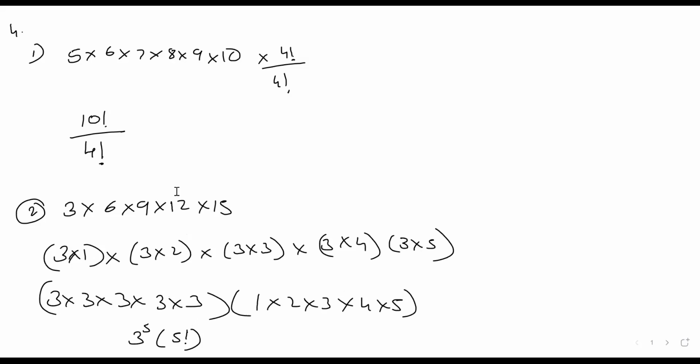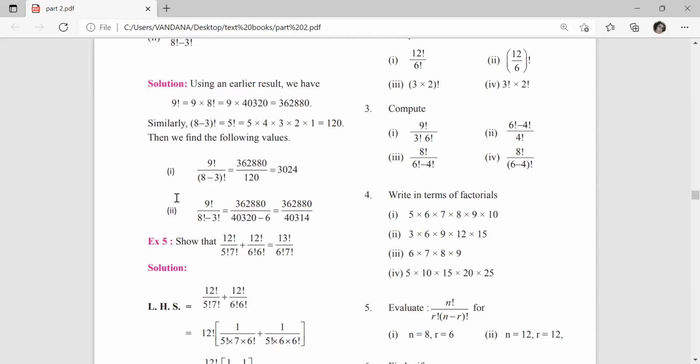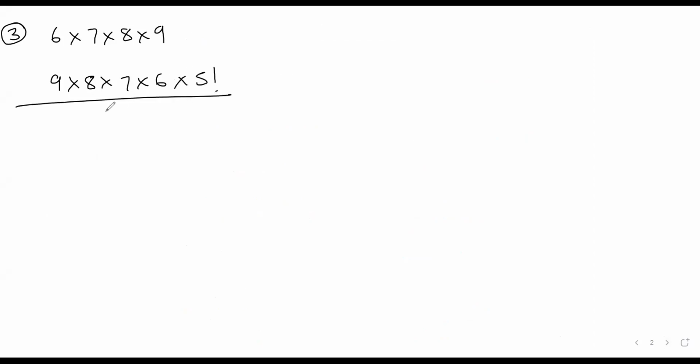Similarly, the next one, 6 into 7 into 8 into 9. Third one, it is 6 into 7 into 8 into 9. To make it easy, I can also write it in a different way: 9 into 8 into 7 into 6. So before that, 5, 4, 3, 2, 1 is missing. I will multiply by 5 factorial and divide by 5 factorial. This will become 9 factorial upon 5 factorial, converted into factorial.